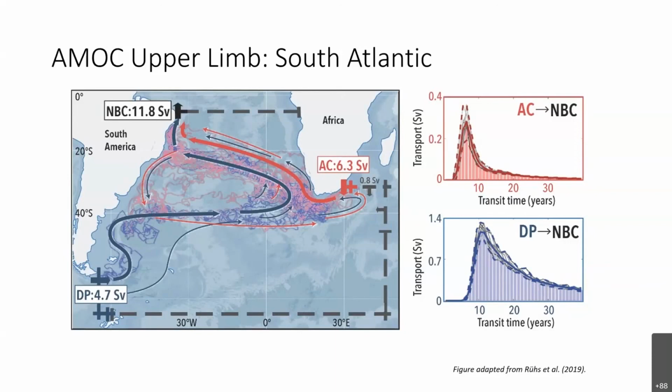On the right, you also see the transit time distributions, which you can calculate from these simulated trajectories, and they show that the path from the Agulhas is a bit quicker than the one from Drake Passage, which goes all the way around the subtropical South Atlantic gyre before reaching the North Brazil Current. So it has a bit of a longer trek.